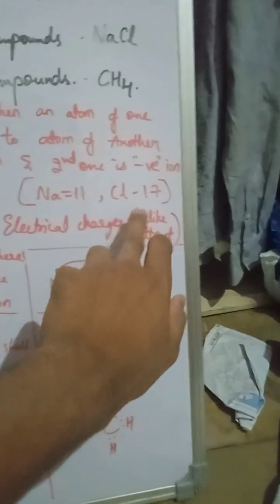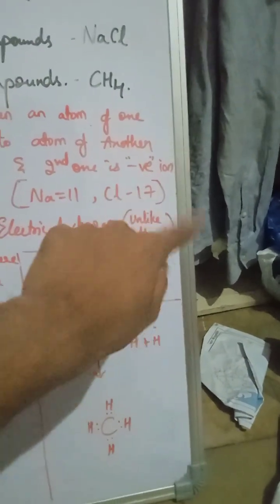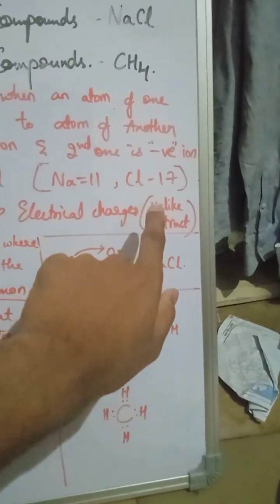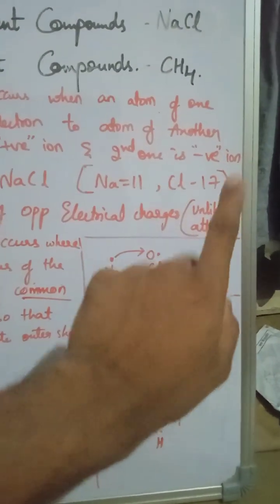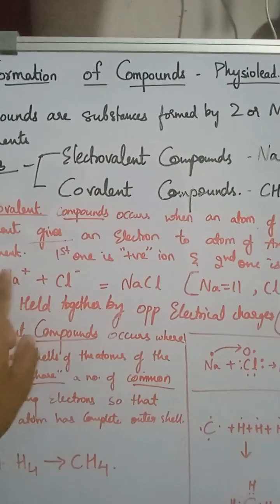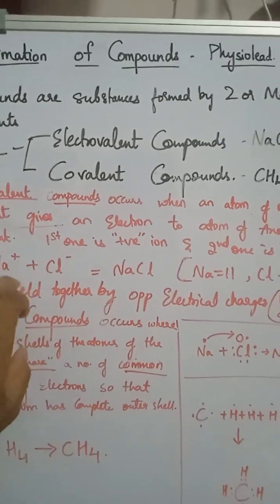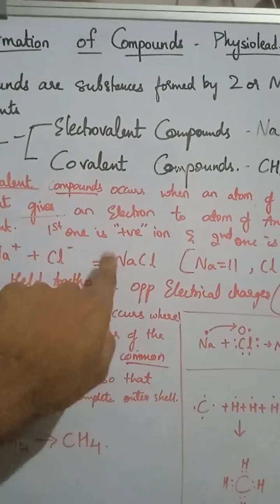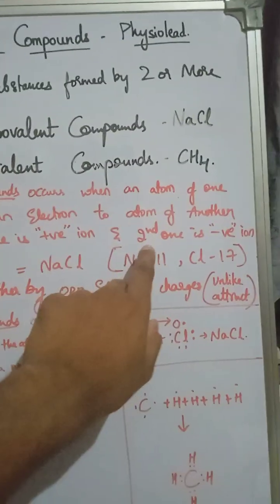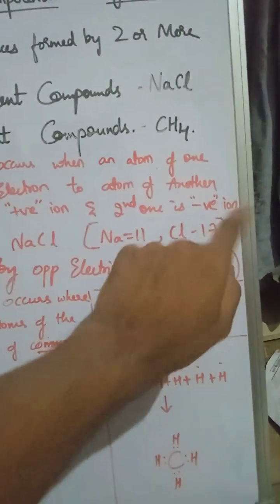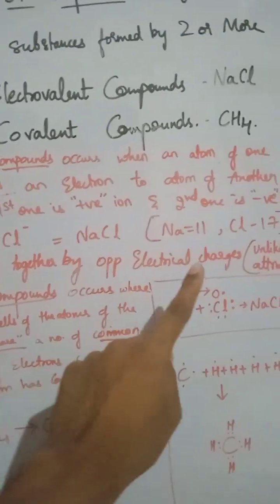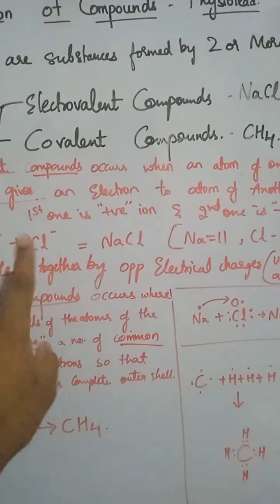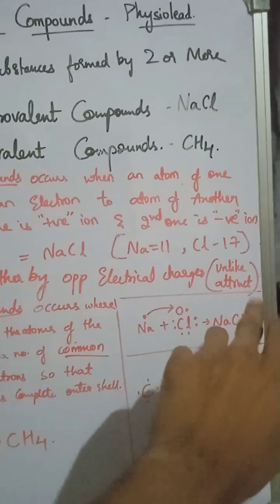The outer shell will be filled. Here also, one electron is less to get the outer shell filled. So here we are giving the one electron so that the outer shell will be filled. The atom that is giving the electron becomes a positive ion, and the element that is taking the electron is called a negative ion. And the atoms are held together by opposite electrical charges, because these charges are opposite to each other. So unlike charges attract.